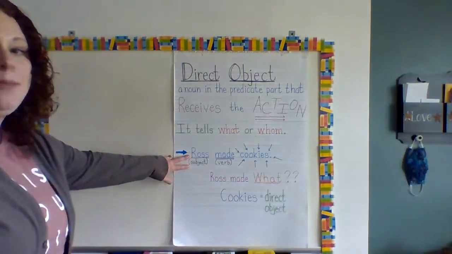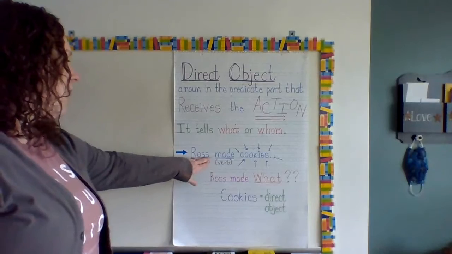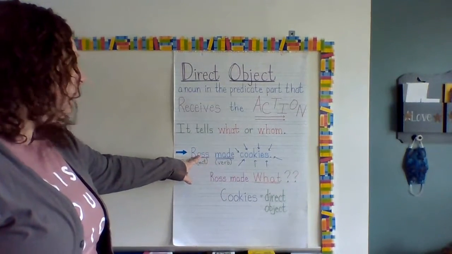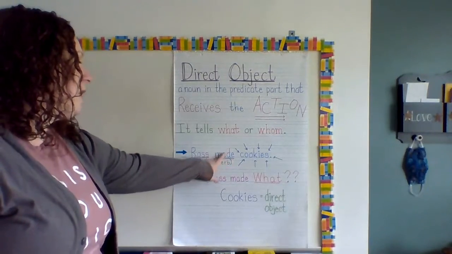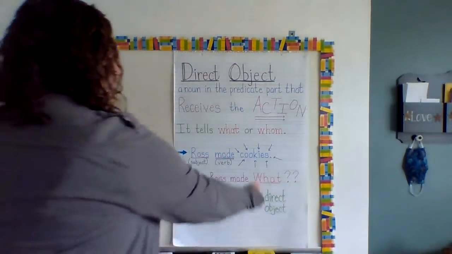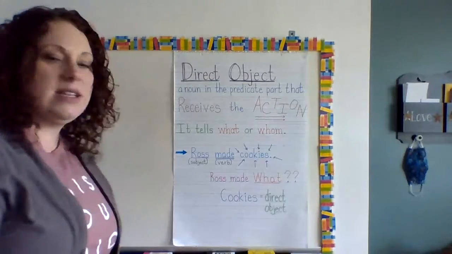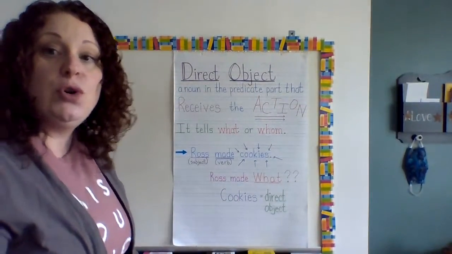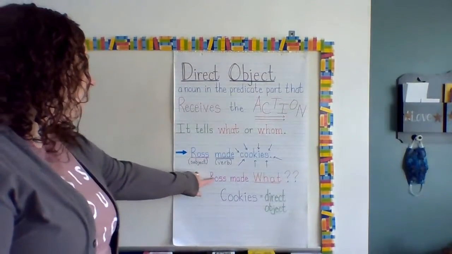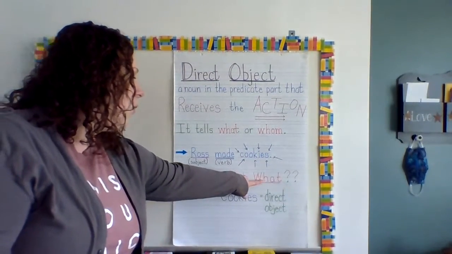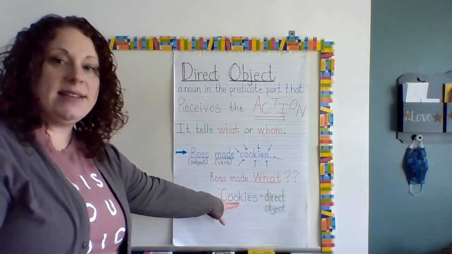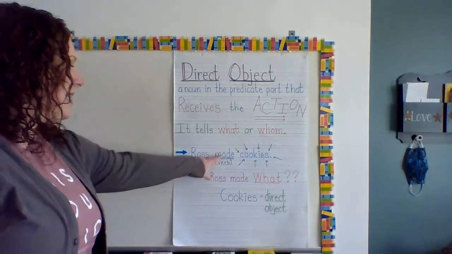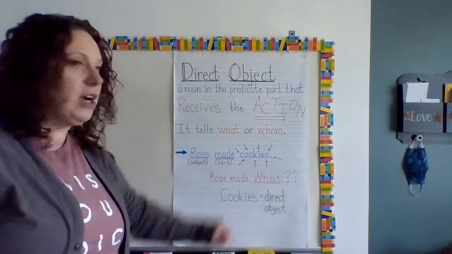This is my example. This is the sentence, Ross made cookies. Ross is my subject. That's who we're talking about. Made is my verb. That's what he did. And then what did he make? He made cookies. And you can just ask the question, what or whom, meaning who you're talking about. For example, Ross made what? He made cookies. Cookies is our noun. That's our direct object that comes in the predicate part after the verb.